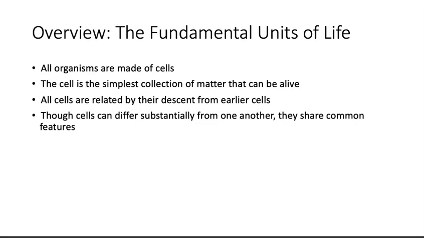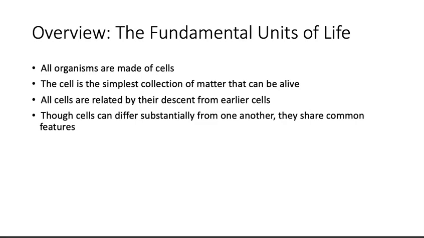Cells are the simplest collection of matter that can be defined as being alive. It's kind of like an analogy of how the atom is the smallest part of an element that still has the characteristics of that element. Atoms are not alive, but cells are. And so cells are the simplest collection that can be defined as being alive.